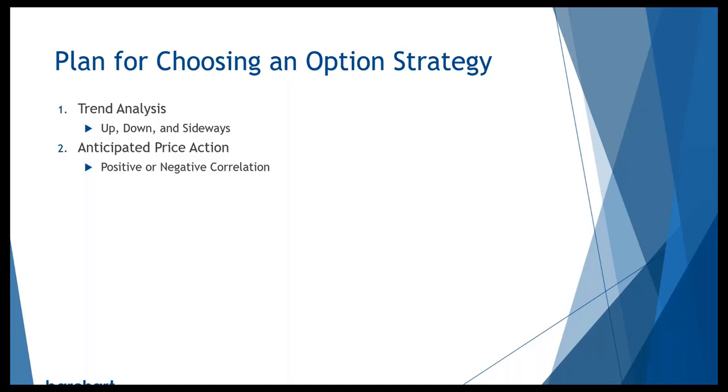What is my anticipated price action? Is my price going to change? Is it going to get more volatile? Is it going to become subdued? Now, not necessarily the direction, but really that action, that vibration. Am I thinking that volatility is going to increase or decrease? Is there a catalyst?